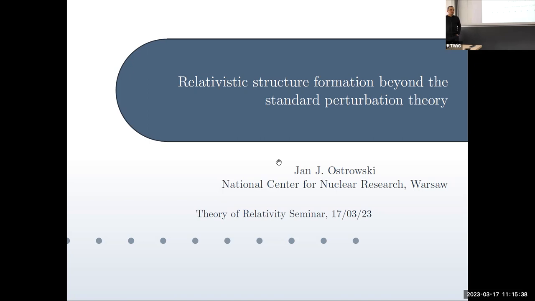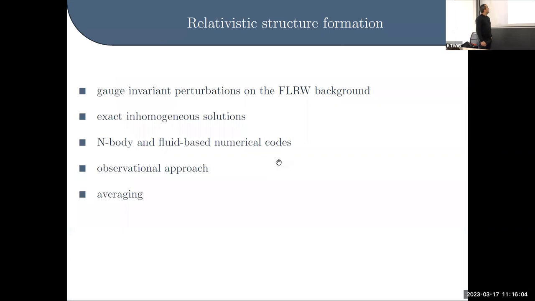As my title says, I want to talk about relativistic structure formation, and I want to present two methods which are beyond the standard relativistic perturbation theory which we use in cosmology, and give two simple applications of these methods. I'll start by sketching what methods we use in cosmology to generate the rich web of structures that we see in our cosmological observations.